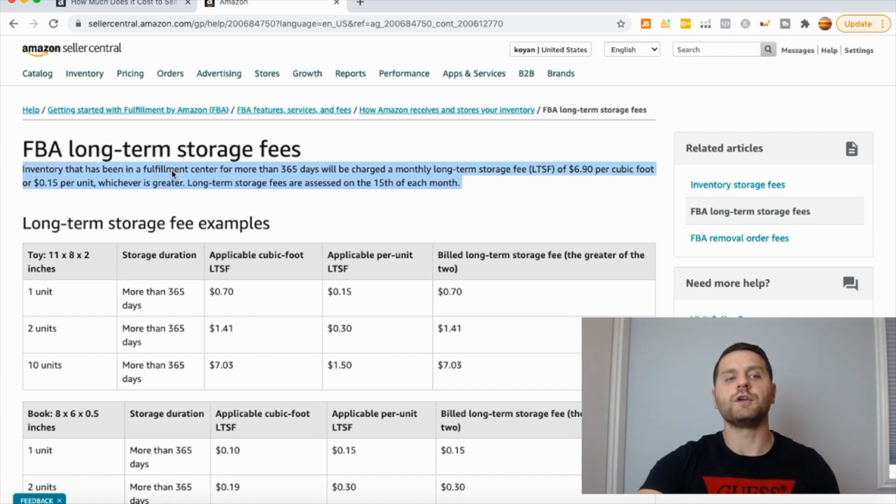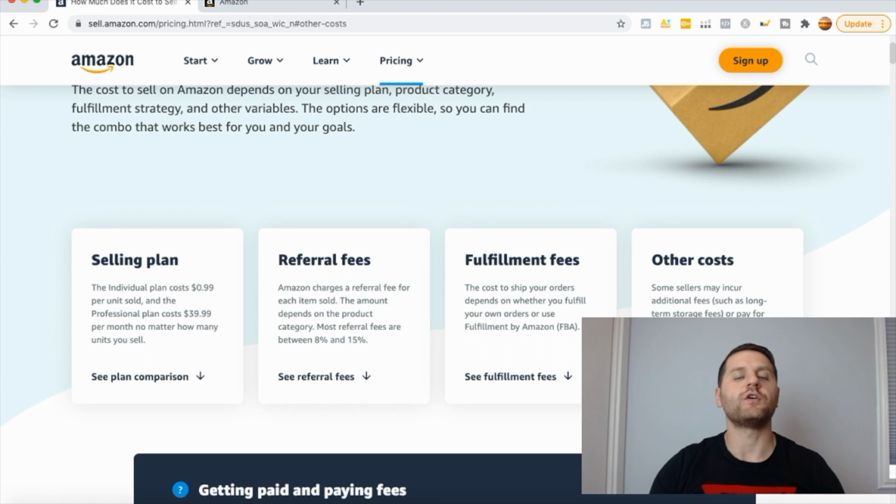Now it does say over here, inventory that has been in a fulfillment center for more than 365 days will be charged a monthly long-term storage fee of $6.90 per cubic foot, which is really high, or 15 cents per unit, whichever is greater. Long-term storage fees are assessed on the 15th of each month. So instead of the 7th to 15th, they are actually going to assess it on the 15th of each month. Now it does give you some examples over here, but once again, if you sell a great product, you are not going to come across long-term storage fees. So these over here are the fees of selling on Amazon FBA.